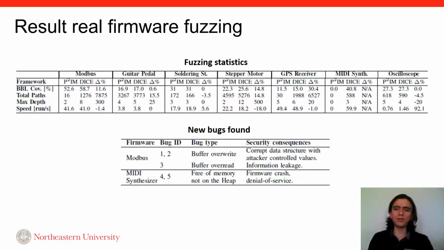DICE discovered up to 79 times more paths in the fuzzing campaign than the standard P2IM firmware analyzer. Also, in the case of the MIDI synthesizer, P2IM alone could not launch the fuzzing campaign, because the firmware uses a DMA channel as the unique input. Therefore, DMA is mandatory for fuzzing this firmware. Thanks to the DMA support, DICE discovered 5 unknown bugs with security consequences which P2IM cannot identify alone.